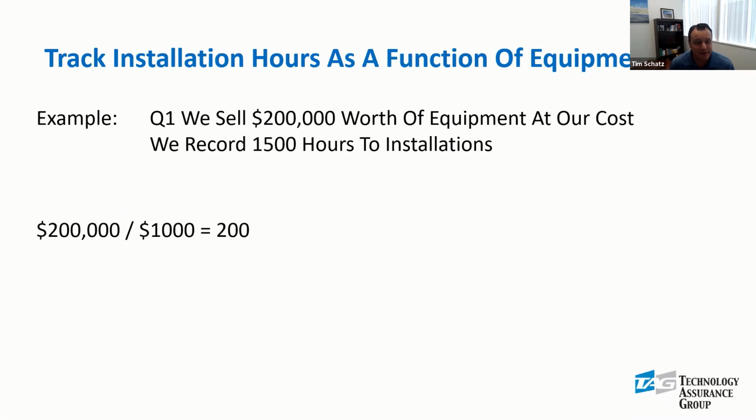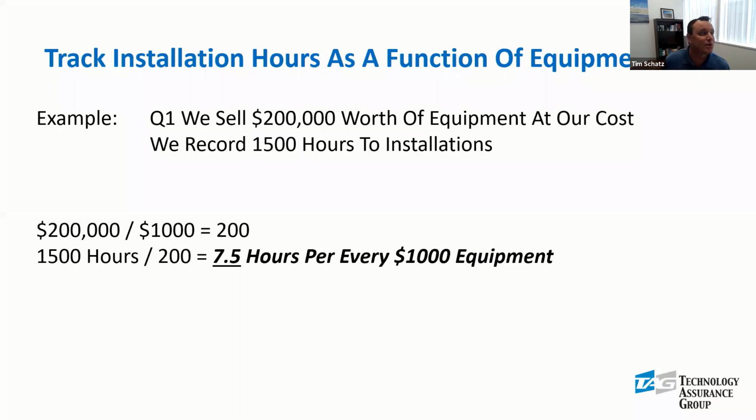Really, this is how we do it. We'll say $200,000 divided by 1,000, because we want the units to be for every $1,000 of equipment. We have 200 of those. Then I'm going to divide my 1,500 hours by 200. What does it give me? I am spending 7.5 man hours for every $1,000 of equipment.